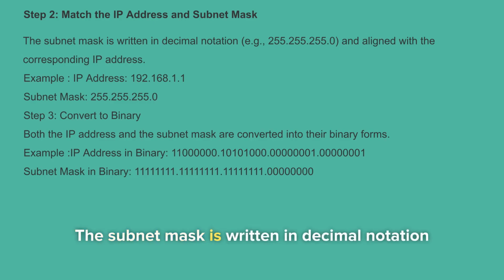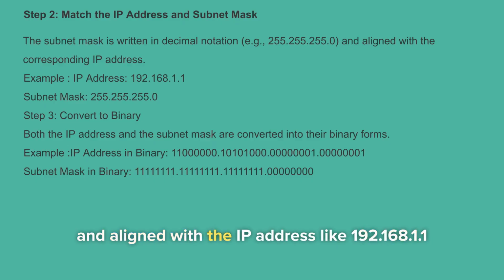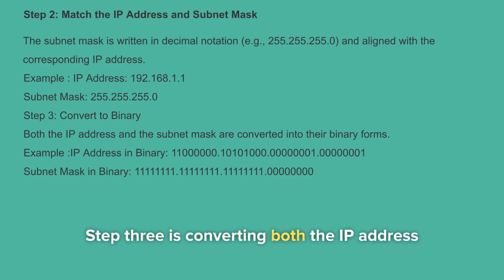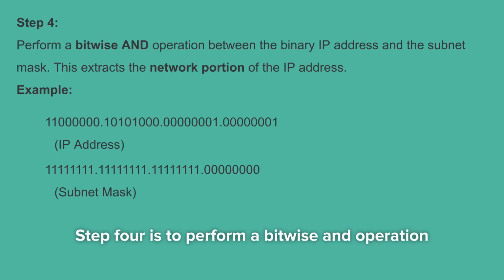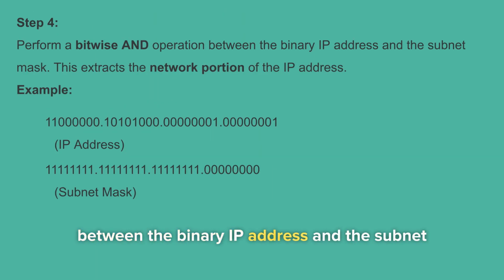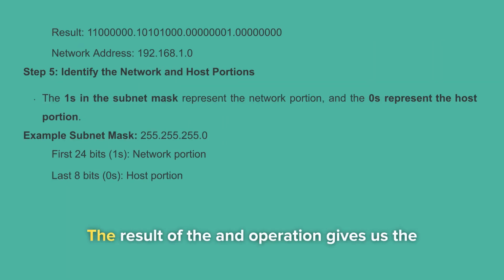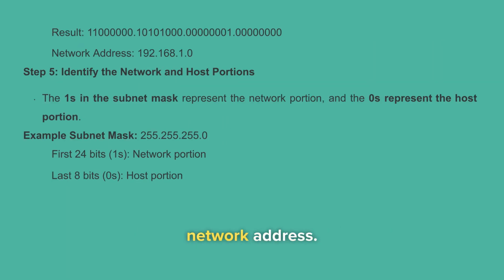The subnet mask is written in decimal notation and aligned with the IP address, like 192.168.1.1 and 255.255.255.0. Step 3 is converting both the IP address and the subnet mask into their binary forms. Step 4 is to perform a bitwise AND operation between the binary IP address and the subnet mask. This operation is critical as it extracts the network portion of the IP address. The result of the AND operation gives us the network address.